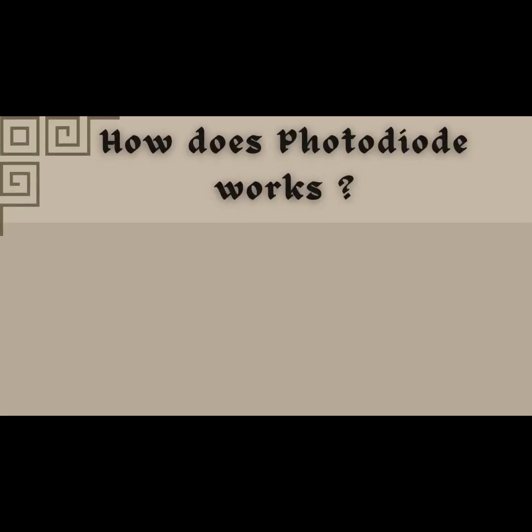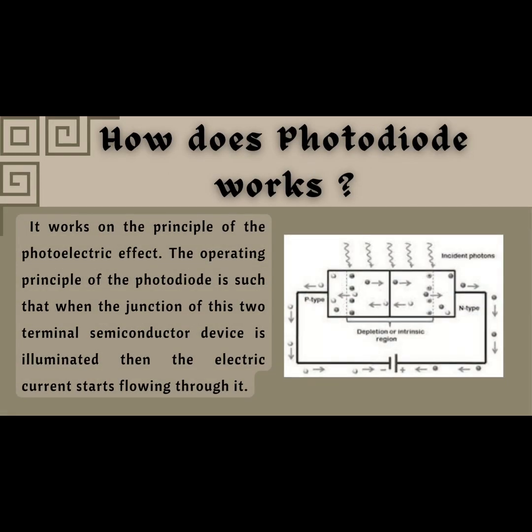Okay, next. How does a photodiode work? It works on the principle of the photoelectric effect. The operating principle of a photodiode is such that when the junction of a two-terminal semiconductor device is illuminated, then the electrical current starts flowing through it.